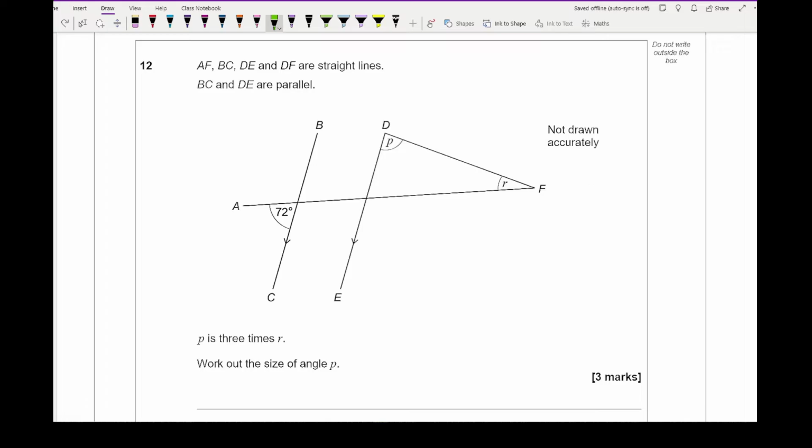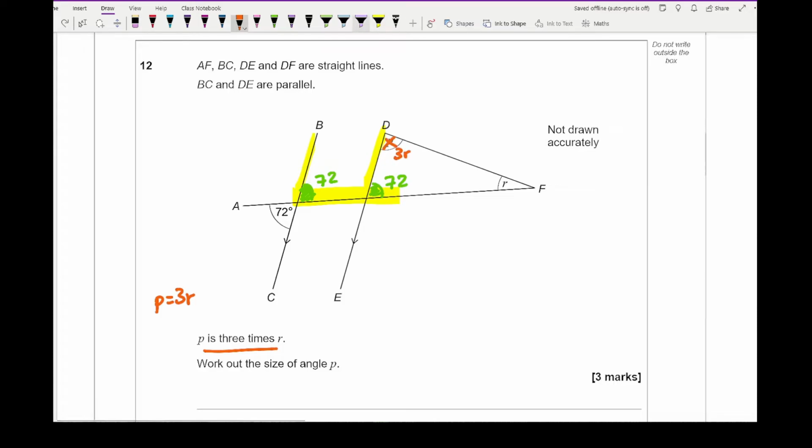Now from this I can see that this angle here is going to be 72 because it's opposite, and this angle here is also going to be 72 because I've got a corresponding angle, or an F angle as they used to formerly call it. So that angle there is going to be 42. Now using this information, it says P is equal to 3R. So instead of writing P, I'm going to write this as 3R.